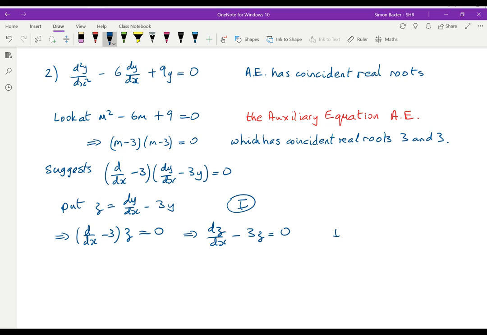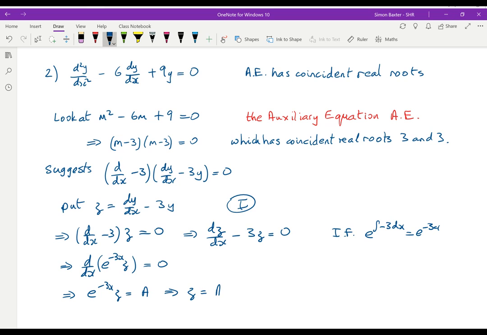My integrating factor is e to the minus integral minus 3 dx, which is e to the minus 3x, which will give me that d by dx of e to the minus 3xz is 0. Integrating gives me e to the minus 3xz is just a constant, which gives me z equals a e to the 3x.